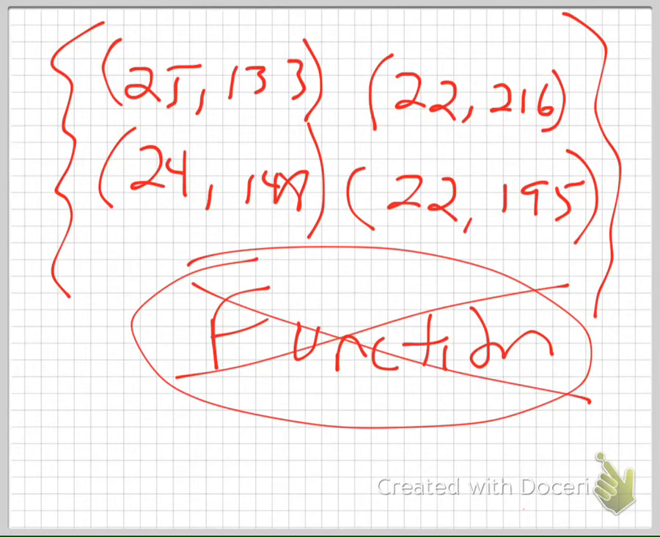What's the rule to be a function? One thing in, one thing out. That's the whole deal. One thing in, one thing out. Does that make sense? Okay.